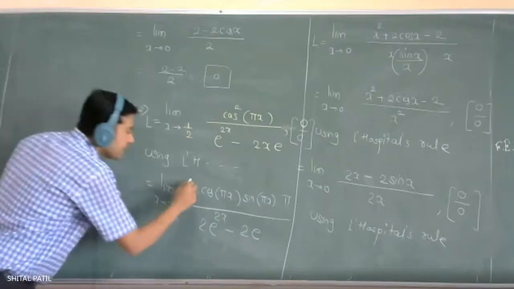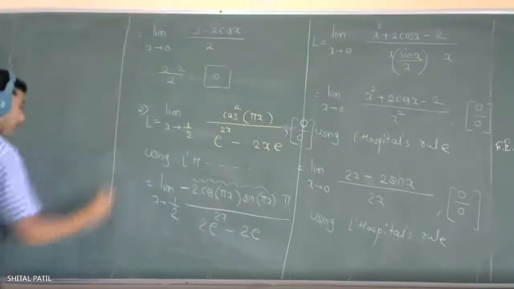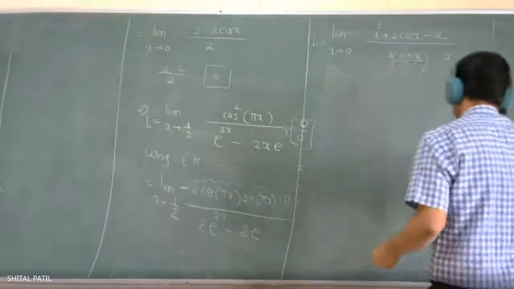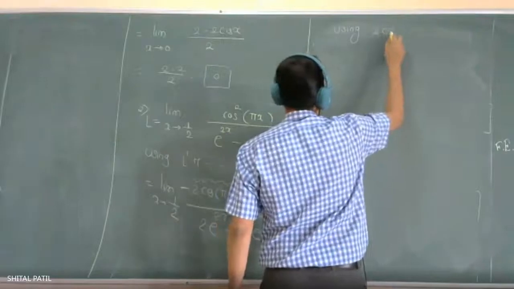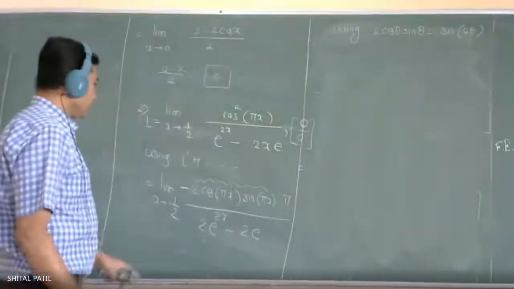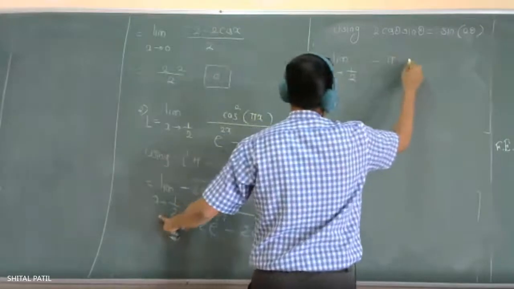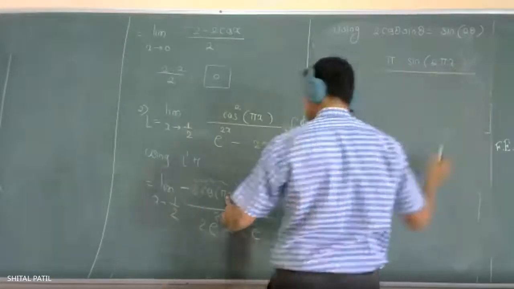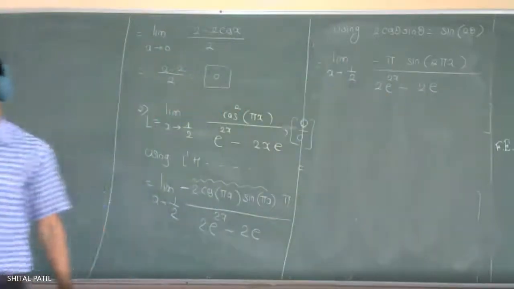Okay, now here for this term, what is 2 cos theta sin theta? Sin 2 theta formula. Using 2 cos theta sin theta equal to sin of 2 theta. So use this formula. So it is limit x tends to half, minus pi sin of 2 theta. Theta is pi x. Sin of 2 pi x divided by 2 e raised to 2x minus 2e. Okay?